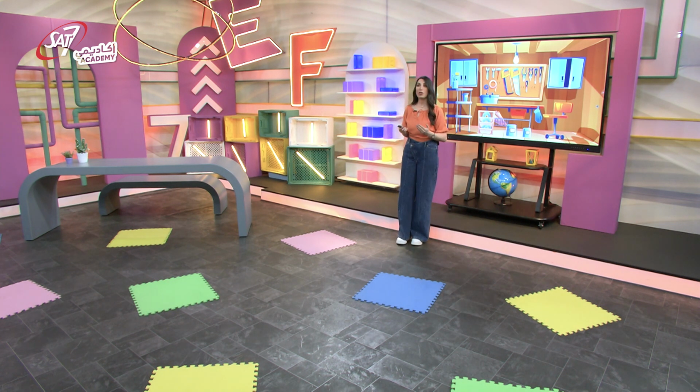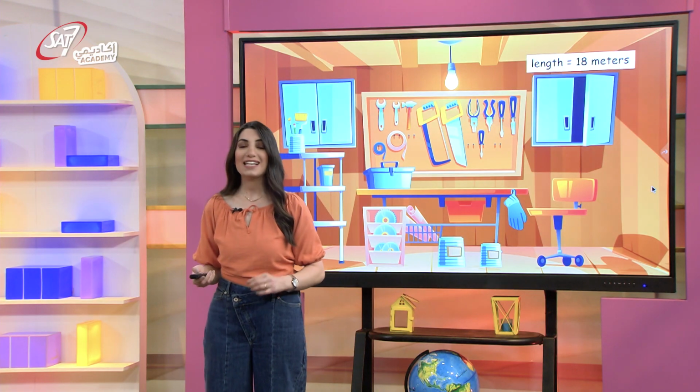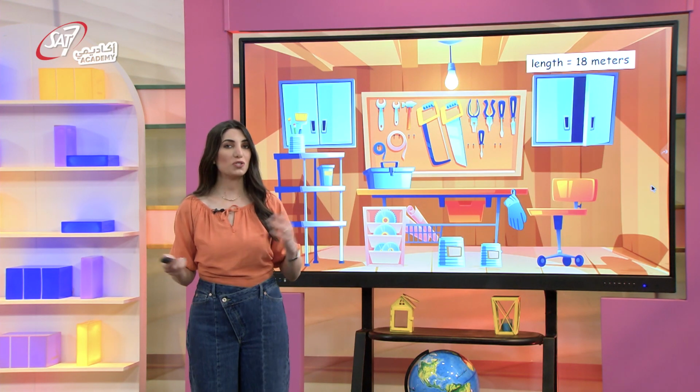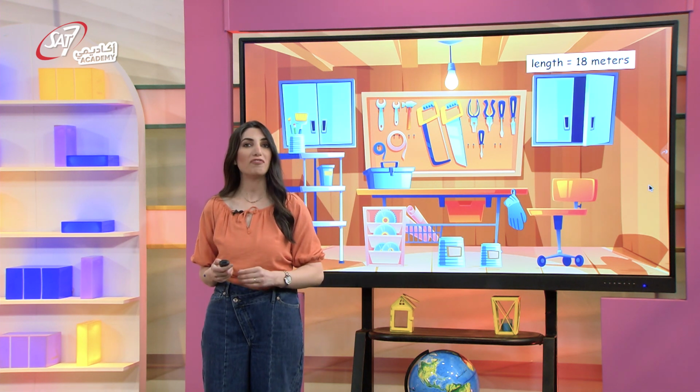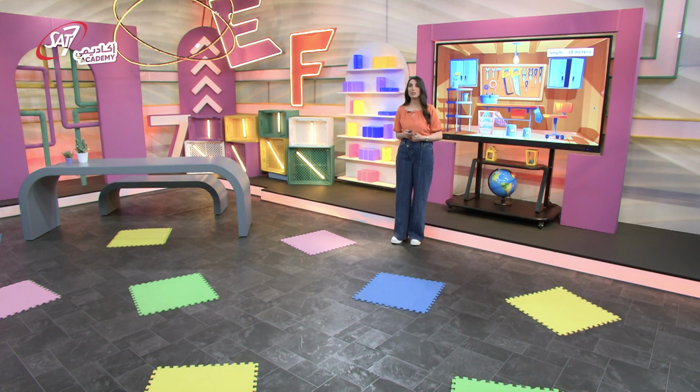To know how much space he has, Fadi must find the area of the basement floor. Its length is 18 meters. Its width is half its length. Can you help Fadi find the area of the basement?